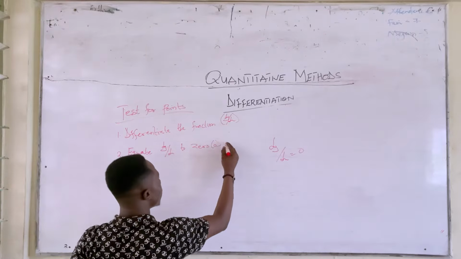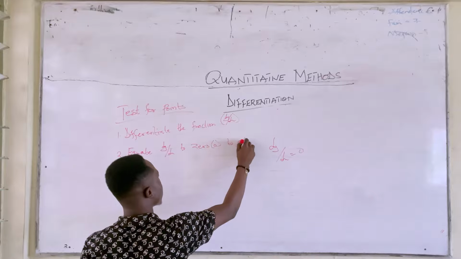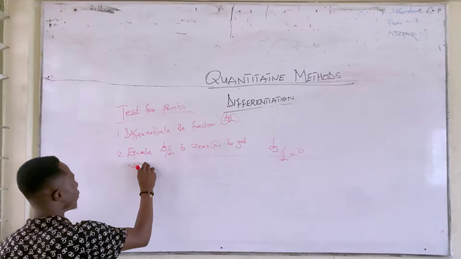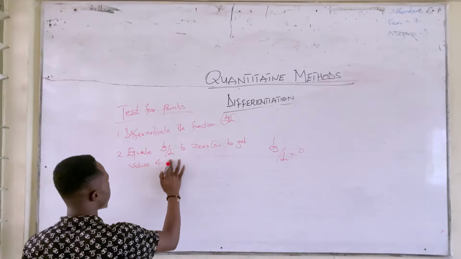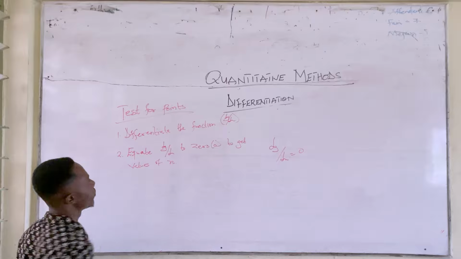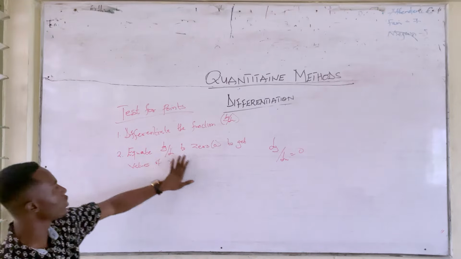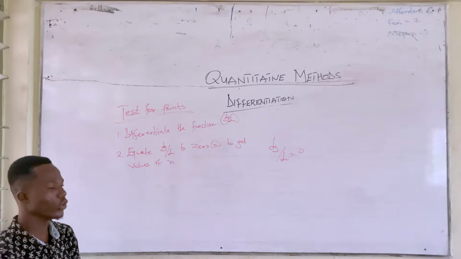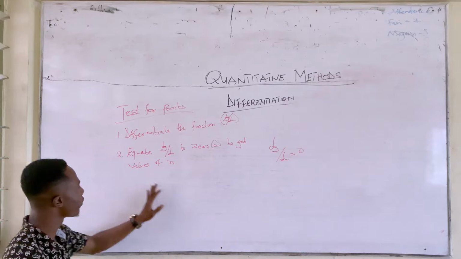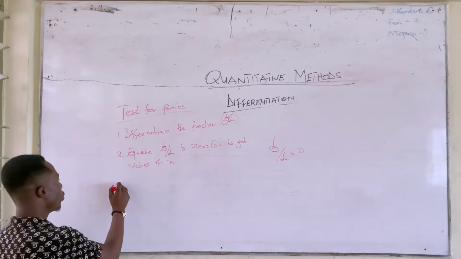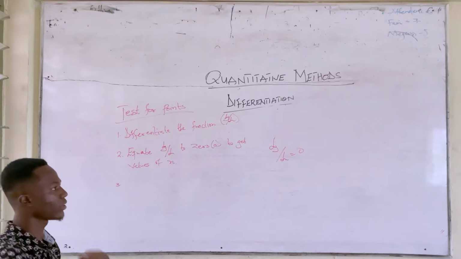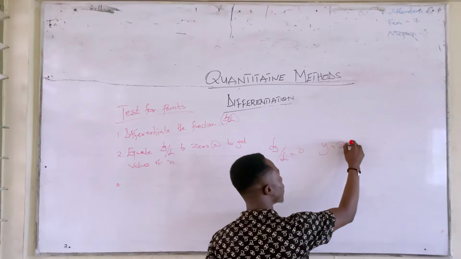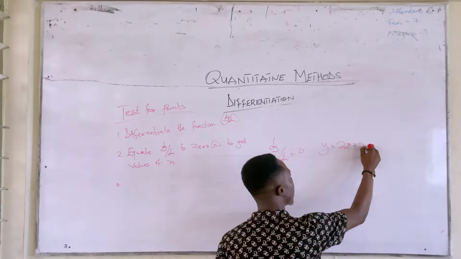Yes, to get the values of x, you equate your dy/dx to 0, and when you equate it to 0, you solve for x. Now the values of x that you get, you substitute those values into the function, which is y equals 2x cubed plus 2x.